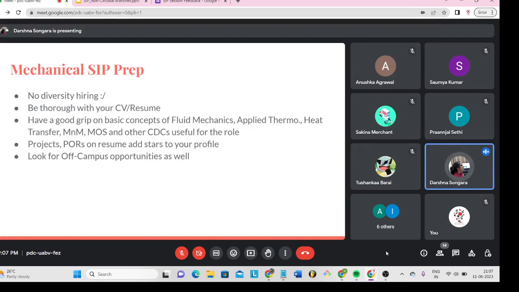And apart from that, some general tips regarding SIP for mechanical, according to my experience as of now: as Tushanka and Soumya have already covered, you should be very thorough with your resume. At this time, I guess a lot of you might be submitting your resumes on Superset very soon, somewhere around July, August. So don't put a lot of fancy words there that you just heard somewhere or used somewhere in your project but you don't understand what they actually mean. That is a very big mistake, and a lot of people do that. One thing you should understand is that your resume need not be very fancy. It just should be enough to convey that this is the work you have done.